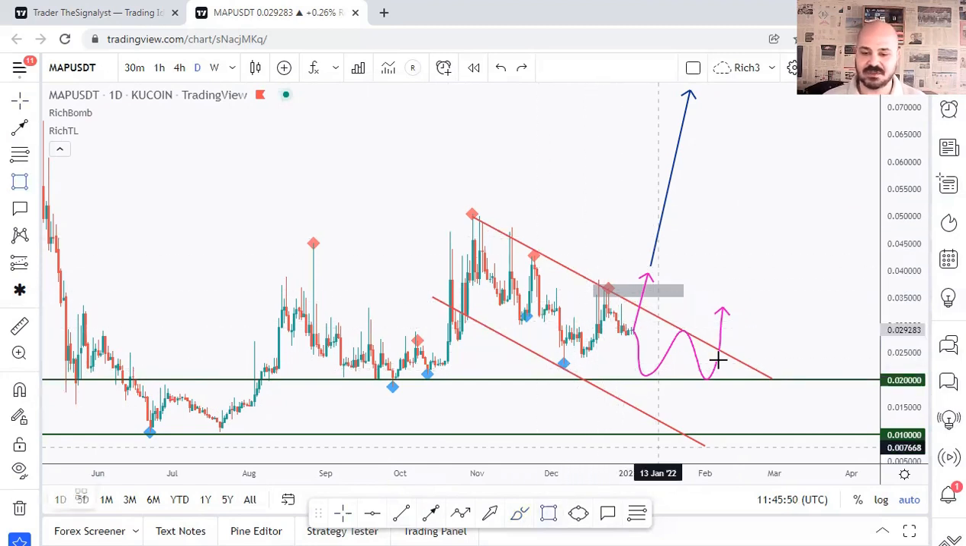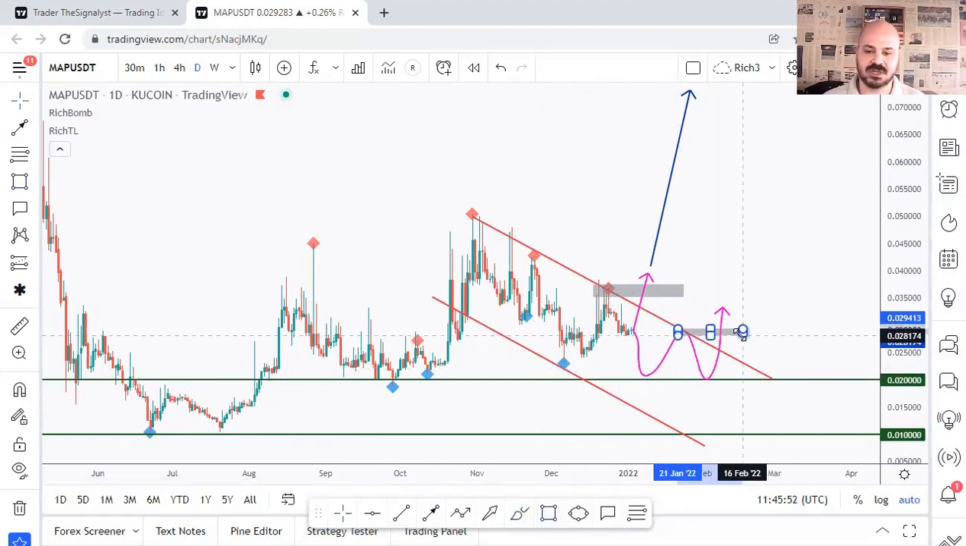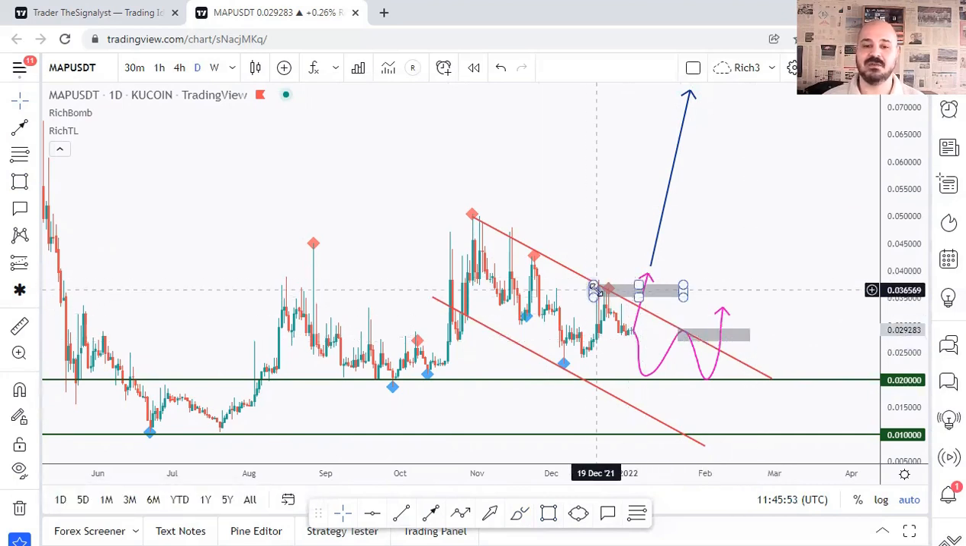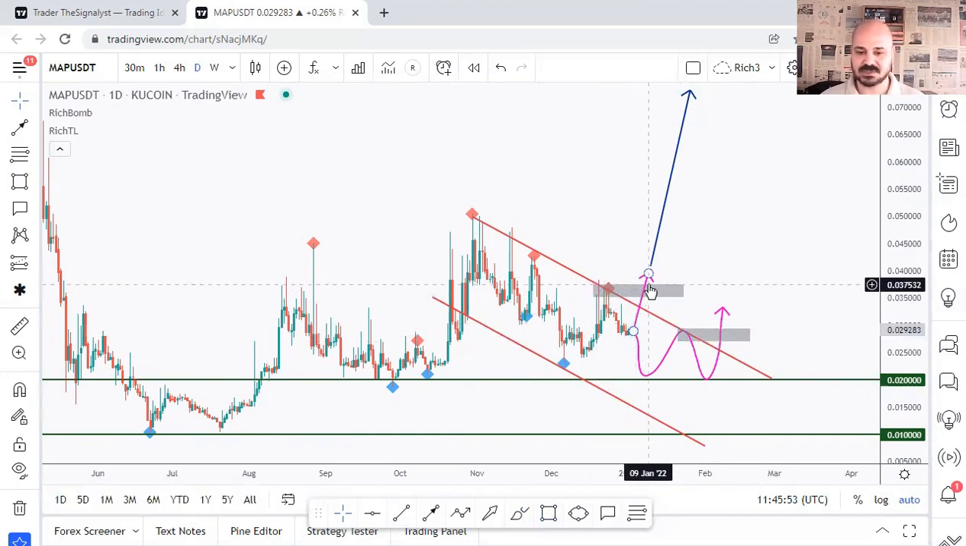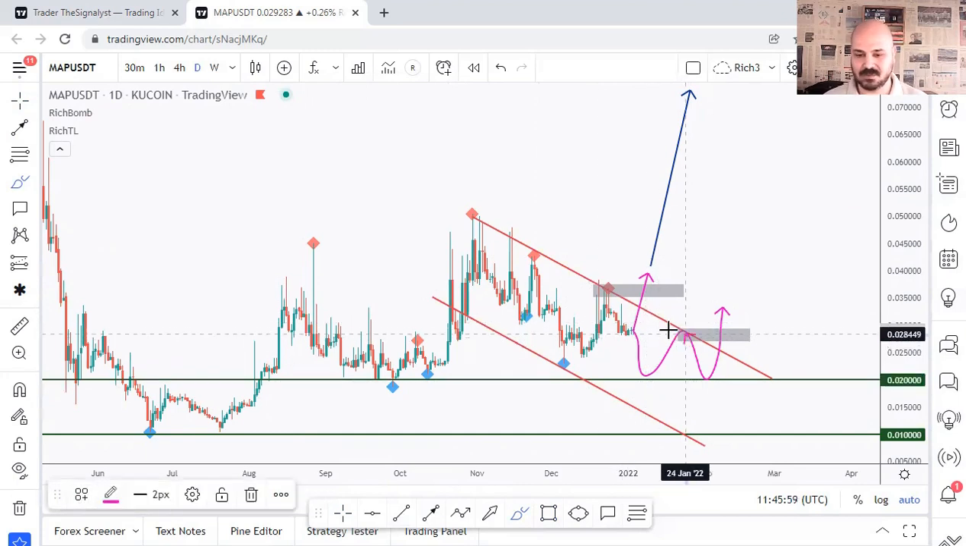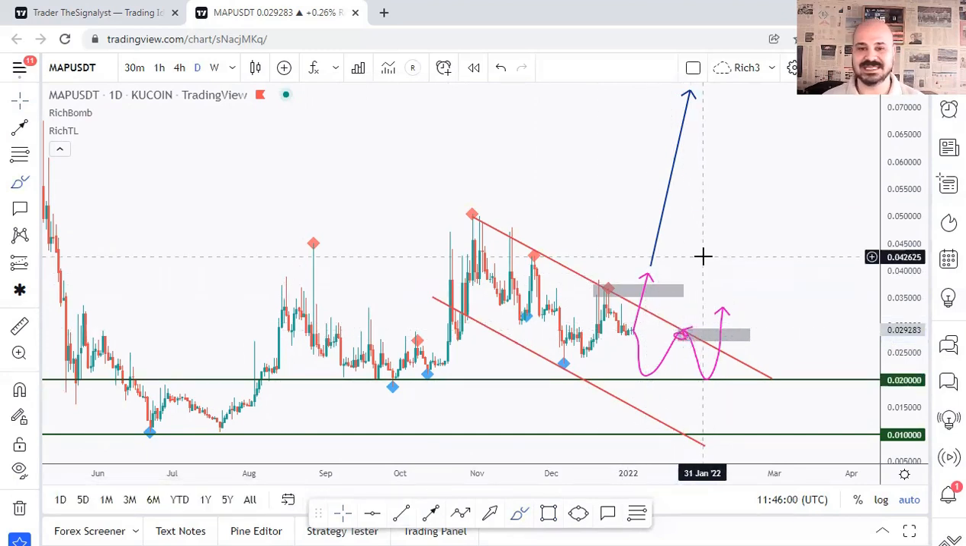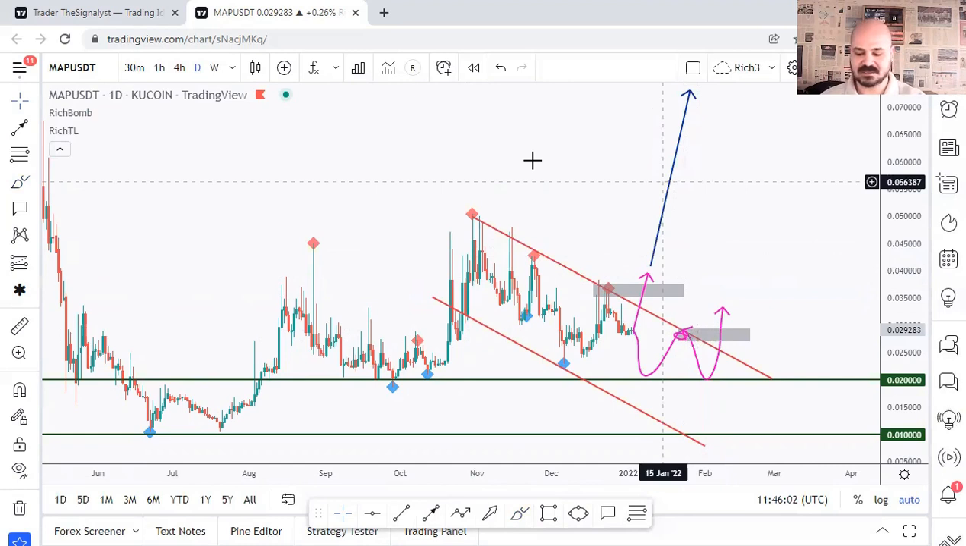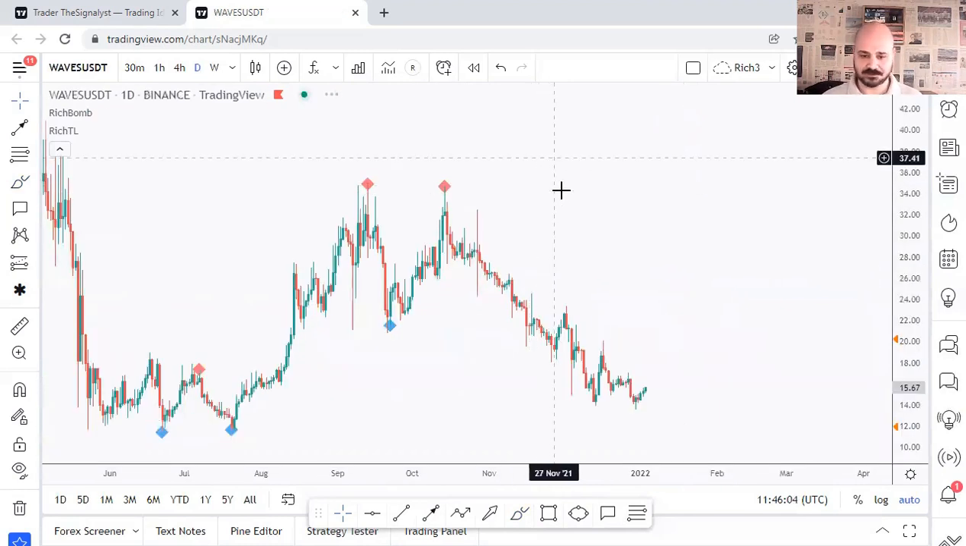Okay, so these are the two possible scenarios on the map, because we already have our last swing high formed around the trend line. So we're waiting for this to happen. Meanwhile, we can still have one more high before we see a bullish movement. Let's move forward. We've got Waves.